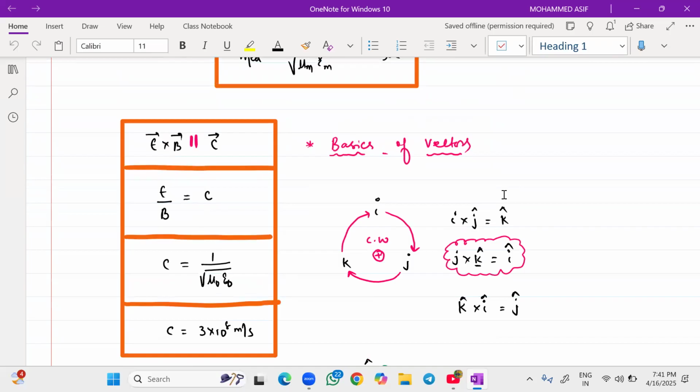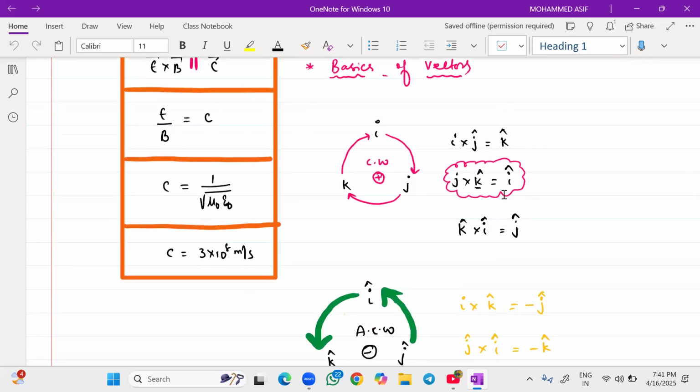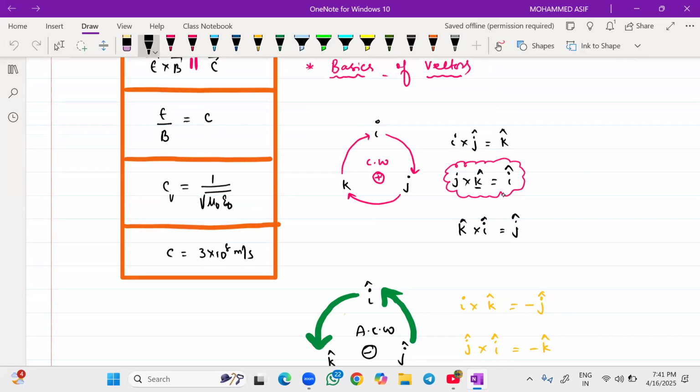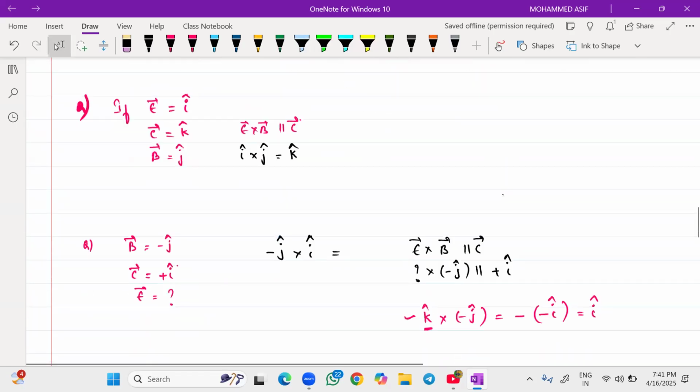The ratio of electric field divided by magnetic field is equal to the speed of light. This is for vacuum or air. The speed of light in vacuum or air is c equals 1 by under root of mu naught into epsilon naught, and the speed of light is 3 into 10 to the power of 8 meter per second. Just go through the basics of vectors.